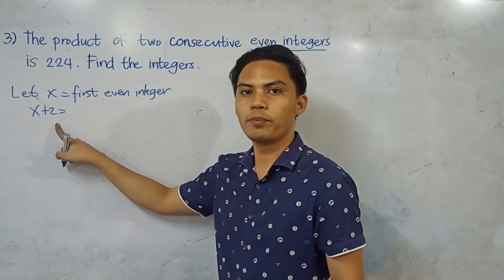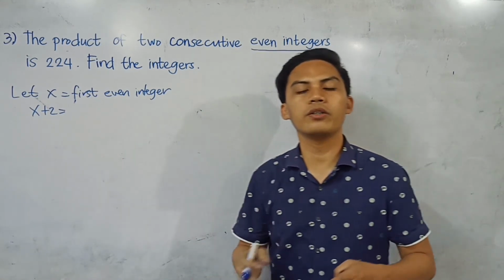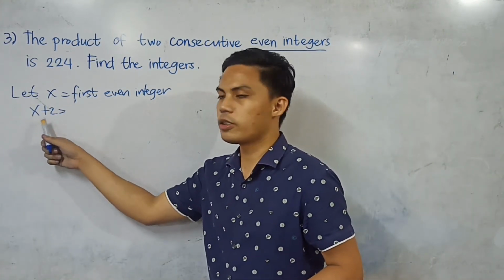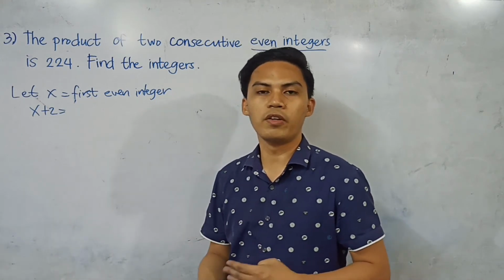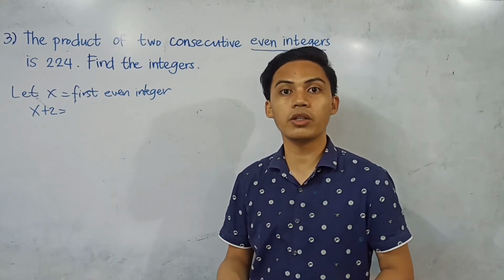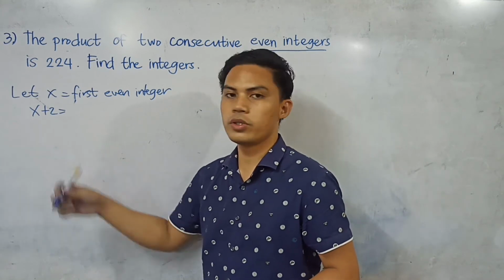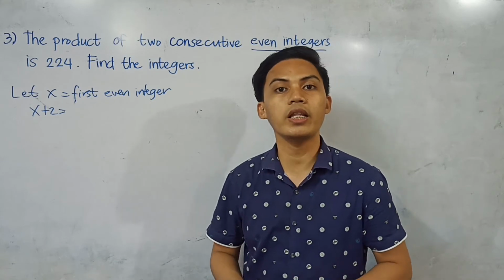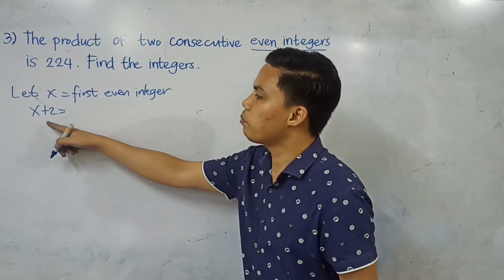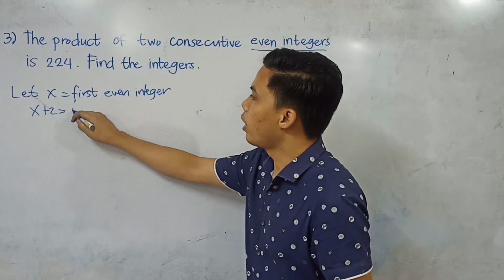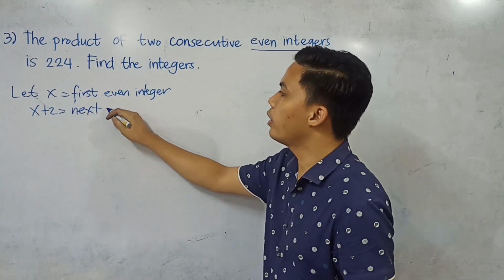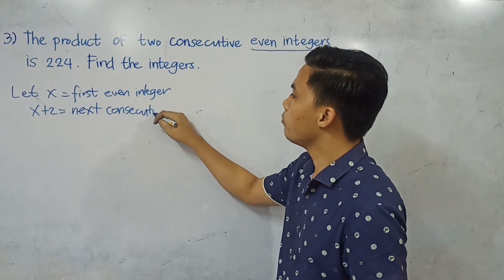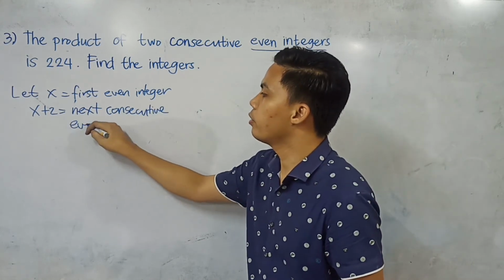x plus 2. Okay. So, pag even consecutive integer, add consecutive integer, we're going to consider x plus 2, x plus 4, and so on. Pero pag ang word na nasa problem is consecutive lang, then we're going to represent it by x plus 1, x plus 2, x plus 3, and so on. Okay, so x plus 2 is the next or second consecutive even integer.